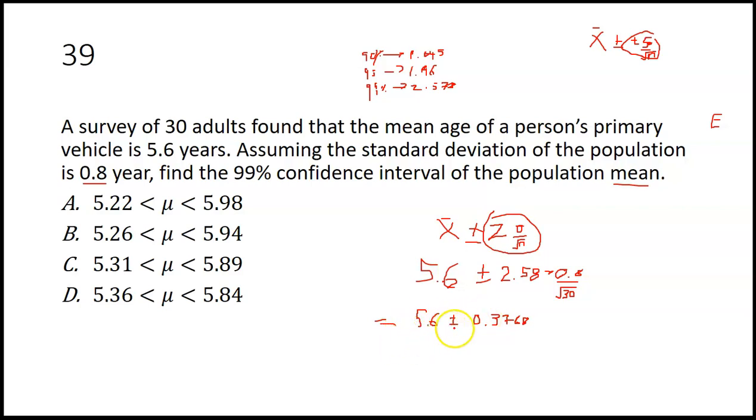So to get a confidence interval, you first take the minus, since we say plus or minus. Please always take the minus first. When you do 5.6 minus 0.3768, you get 5.2231. Are you with me? Then you bring less than mu, less than. Then you do the one which says plus. 5.6 plus 0.3768 gives you what?